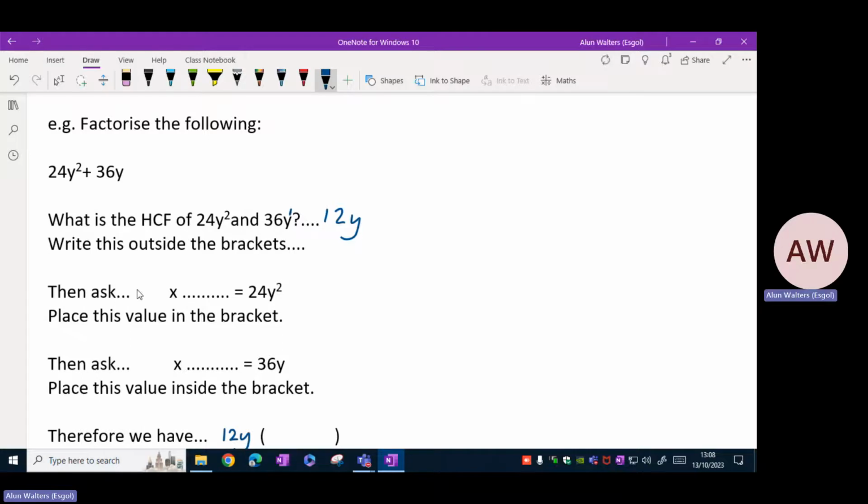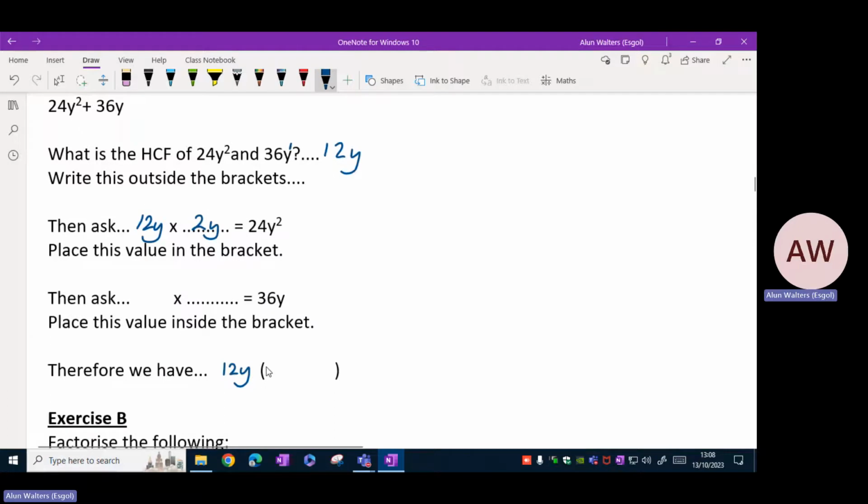Okay, and then I ask myself, what do I multiply 12y by to give me 24y squared? And the answer wouldn't be 2, it would be 2y. So 2y goes in the bracket here. I ask myself, what would I multiply 12y by to give me 36y? And it's just 3. And in this case, I'd have to write plus 3, because on some occasions, you'll have to write minus 3. Okay, so that is a 2 mark question. 1 mark for what's outside and 1 mark for what's inside.